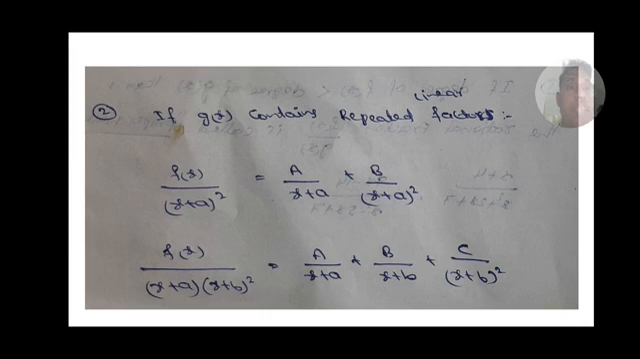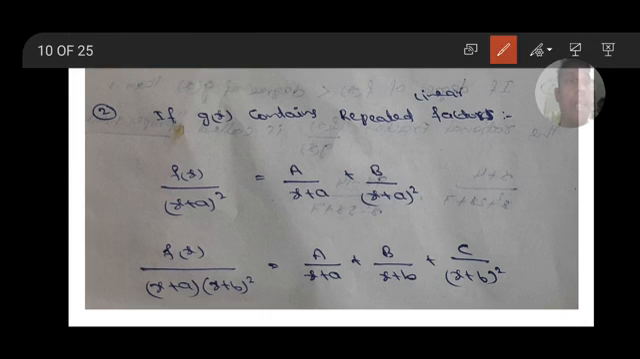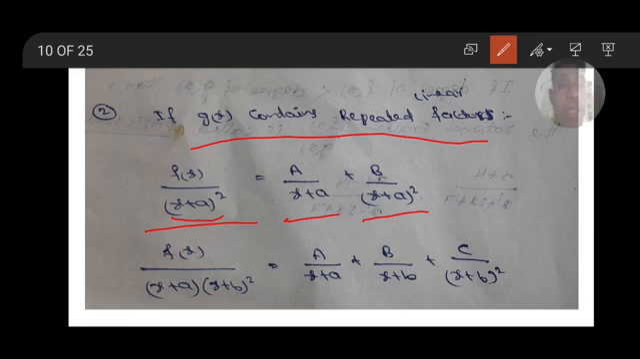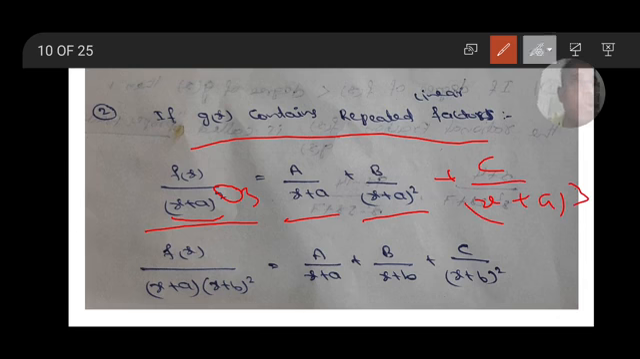Next, second case, if g of x contains repeated linear factors, that is f of x by x plus a whole square equals A by x plus a plus B by x plus a whole square. X plus a is a linear factor coming 2 times, repeating. Whole square means repeating. If it is a whole cube, then we get another fraction C by x plus a whole cube. Like that we have to go on.